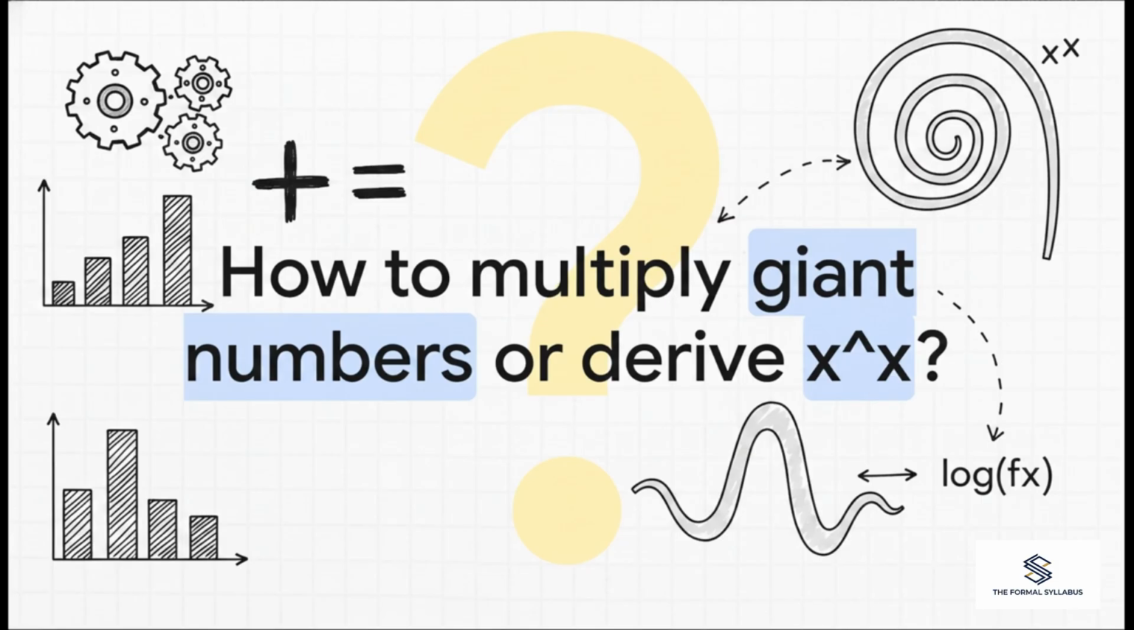Or if we step into the realm of higher math, how do you take the derivative of a function where both the base and the exponent are variables? It sounds like a total intellectual dead end, right? But this is exactly where our Swiss Army knife steps onto the stage.